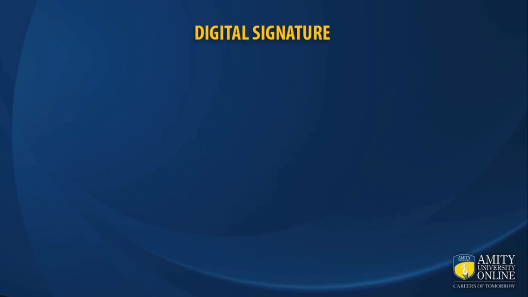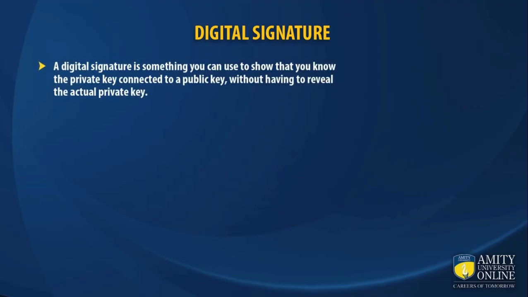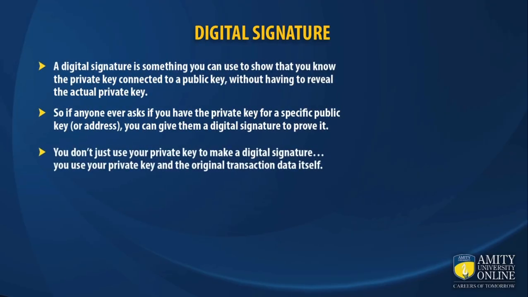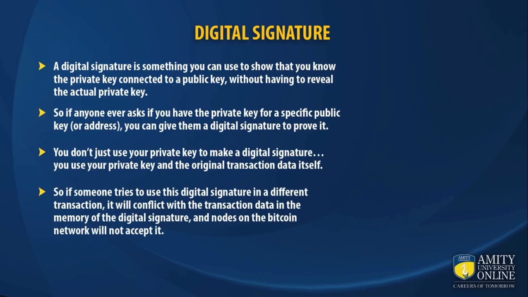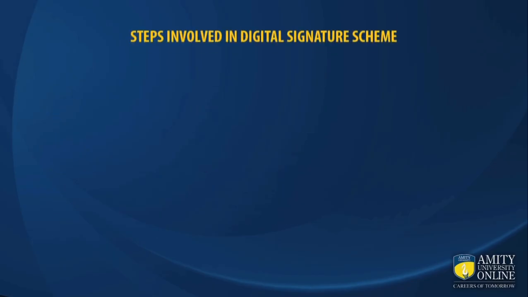Now let's see what is a digital signature. A digital signature is a type of signature with which you can prove that you have the private key of a public key without actually revealing the private key. So if someone asks you whether you have the private key of that public key, you give them the signature to prove it. A digital signature scheme basically consists of three steps.